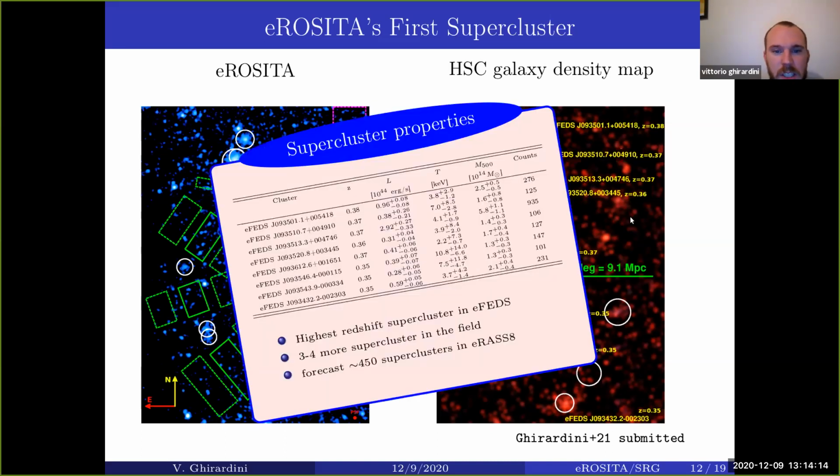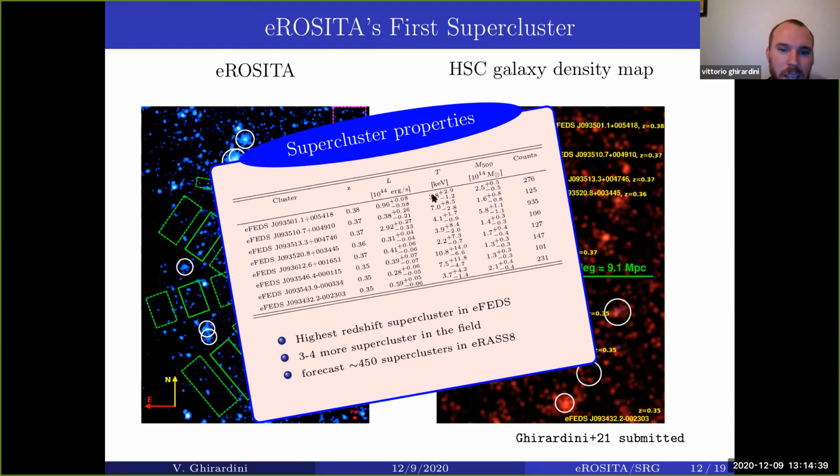And some properties of these clusters you can see here in this table. So you can see the redshift, the luminosity that we measure from eROSITA, the temperature that we measure from eROSITA, and the masses that we can estimate from eROSITA using the luminosity-mass scaling relation. And in the last column, you see how many counts we get for each cluster. These are just the background subtracted counts.